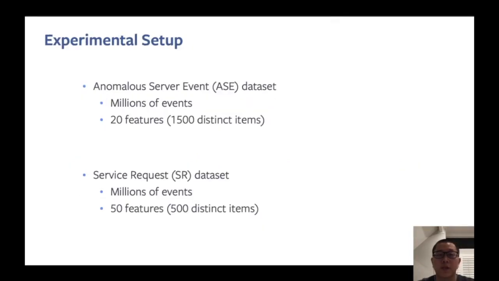In our experimentation, we used two production data sets. The first data set logs anomalous server events, which we will refer to as ASE later. It has millions of events. Each event is described by 20 features, which expand to 1,500 distinct items. The second data set logs server requests, which also has millions of events, and each event is described by 50 features, which expand to 500 distinct items.